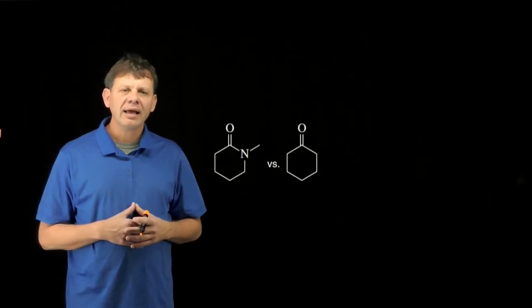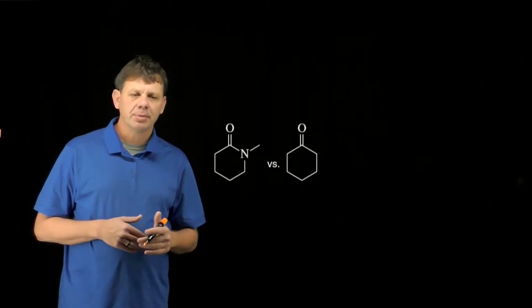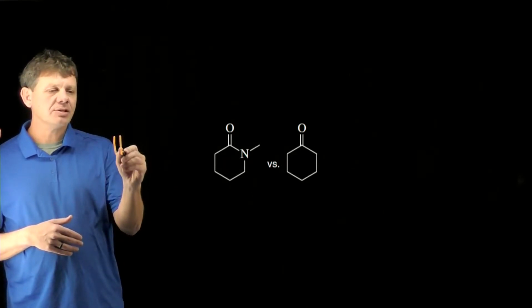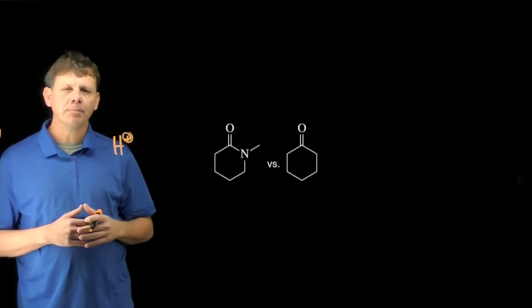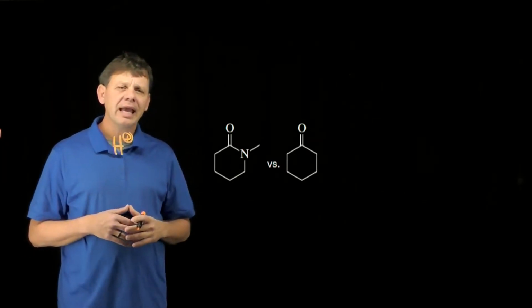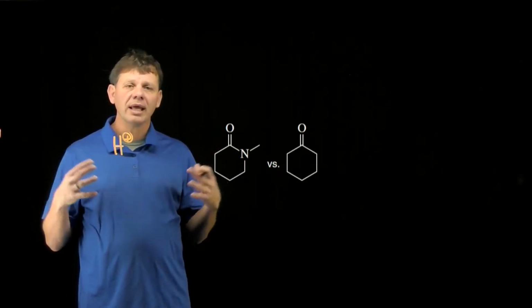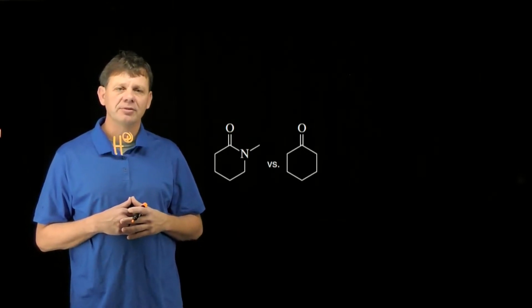In this assessment, we're asked to predict which carbonyl will react most quickly with H+. Now, if we think about what H+ is, it's electron poor. It's going to be an electron pair acceptor. And so what we're really asking is between these two molecules, which is going to be most willing to donate electron density to this H+.